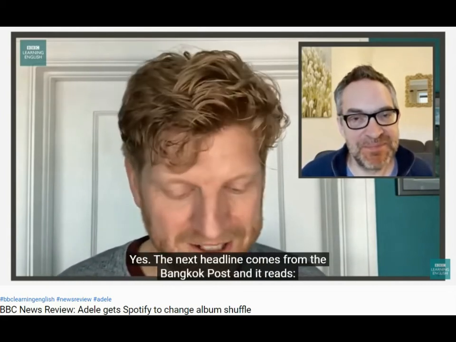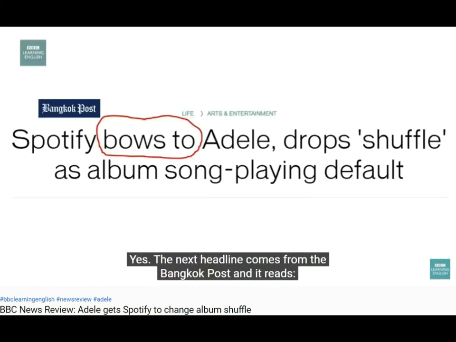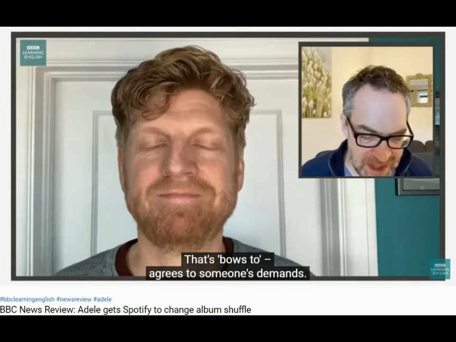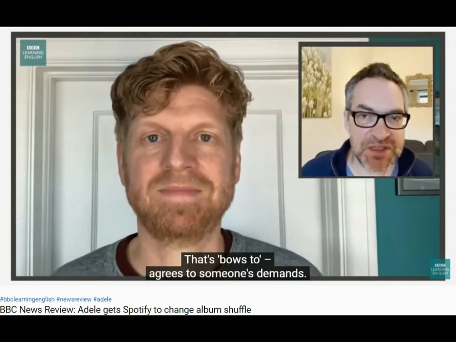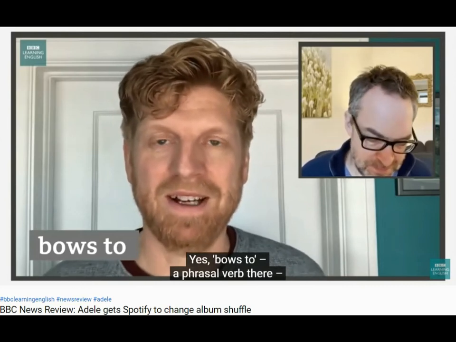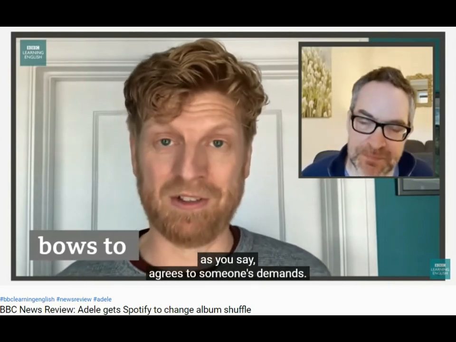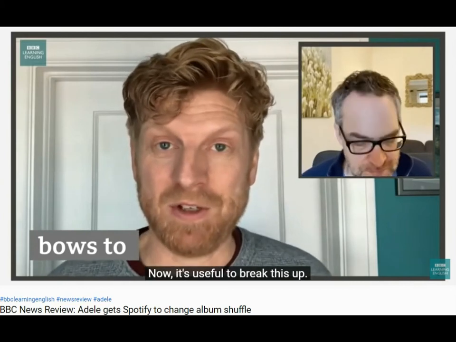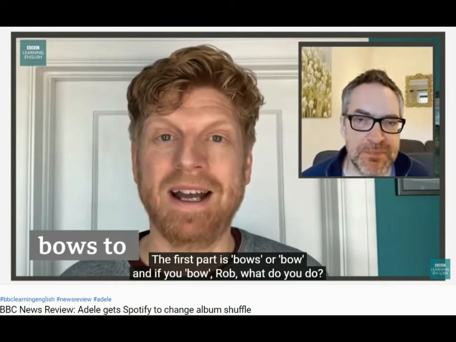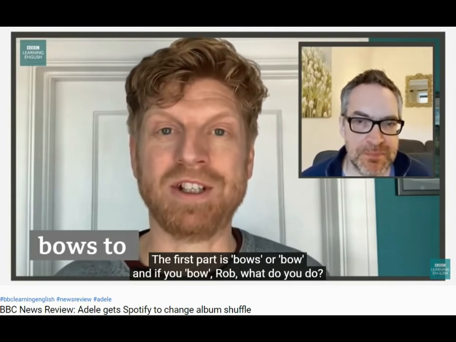Yes, the next headline comes from the Bangkok Post, and it reads, Spotify bows to Adele, drops shuffle as album song playing default. That's bows to, agrees to someone's demands. Yes, bows to, a phrasal verb there, as you say, agrees to someone's demands. Now, it's useful to break this up. The first part is bows or bow, and if you bow, Rob, what do you do?